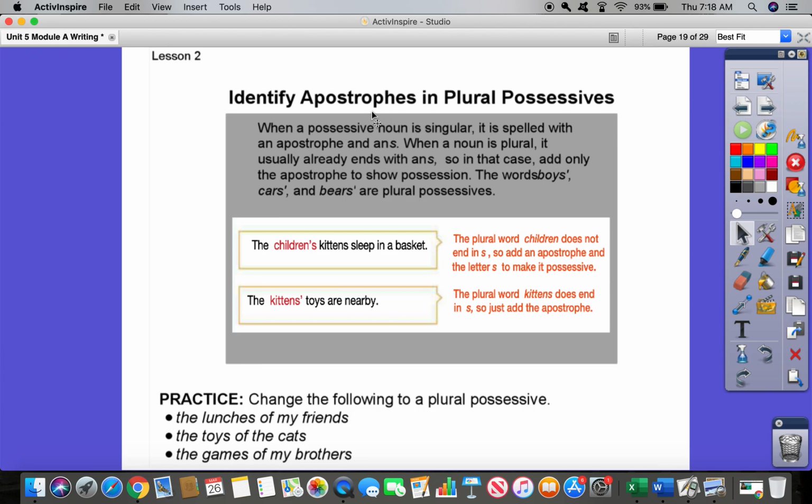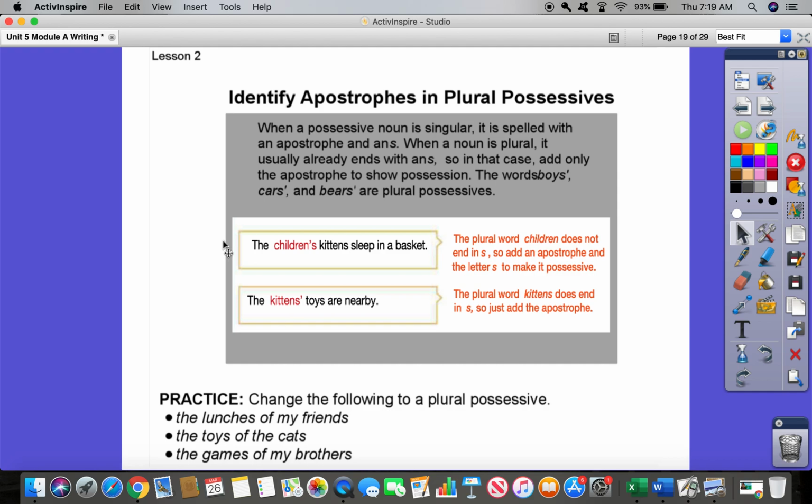Okay, let's look at identifying apostrophes in plural possessives. When a possessive noun is singular, it is spelled with an apostrophe and an S. When a noun is plural, and remember, plural means two or more, it usually already ends with an S. So in that case, add only the apostrophe to show possession. For example, the words boys', cars', and bears' are plural possessives. The apostrophe comes after the S to show that it's two or more.